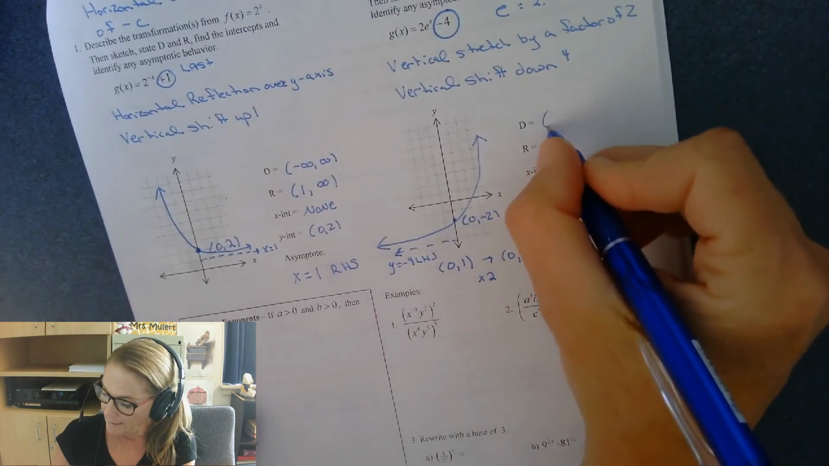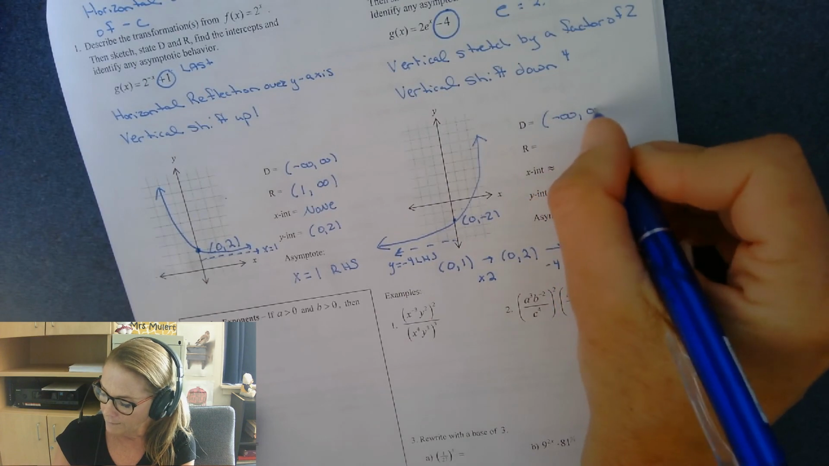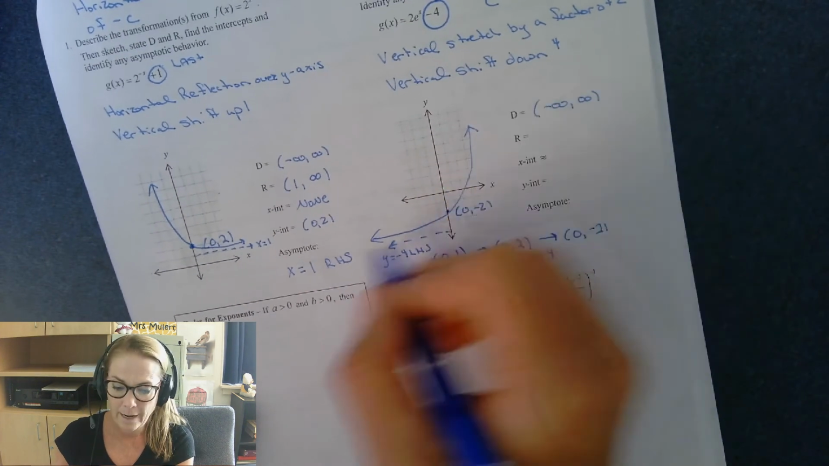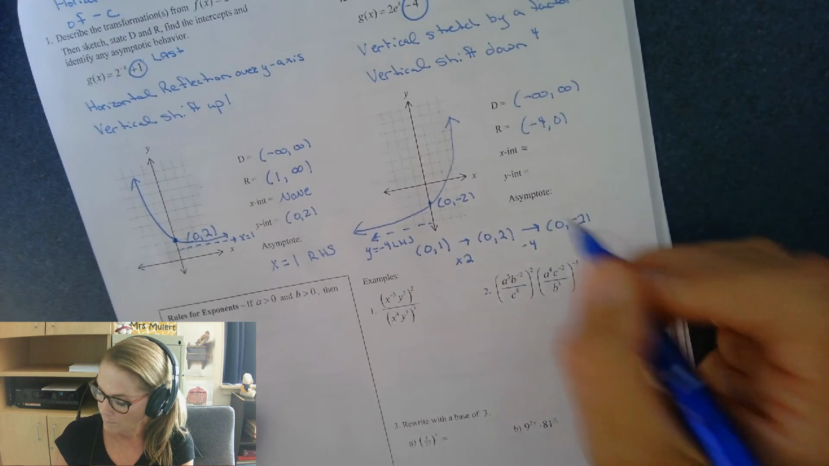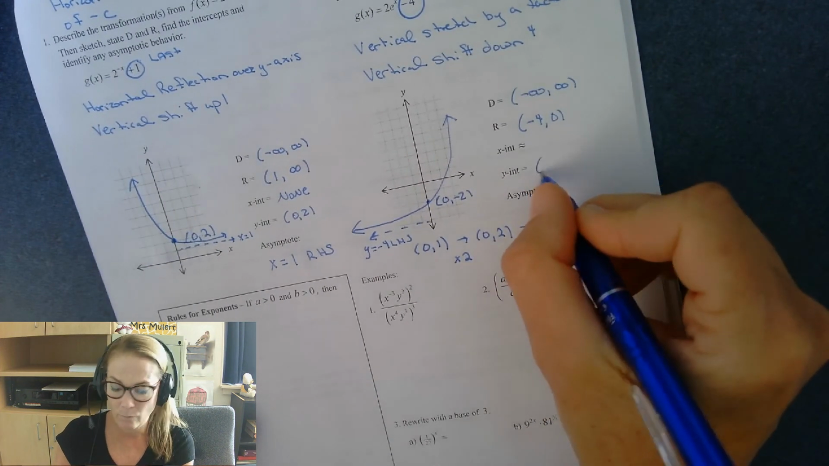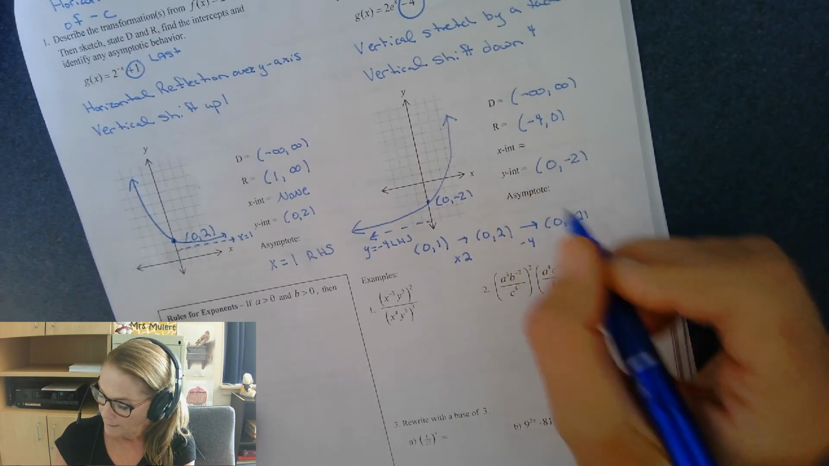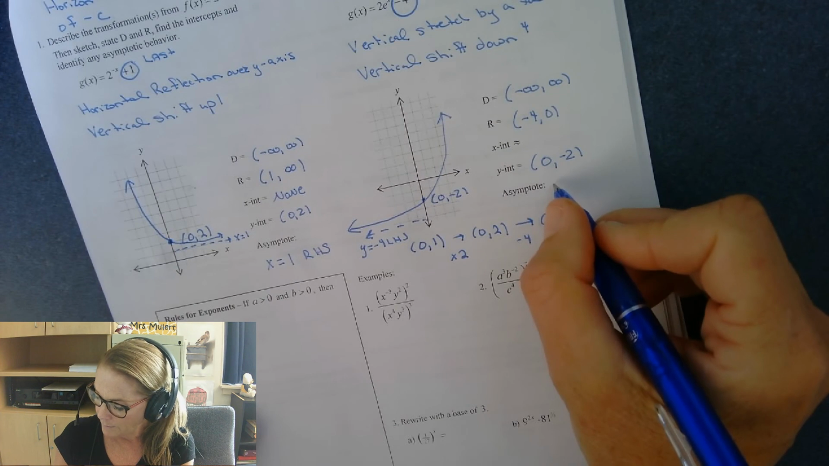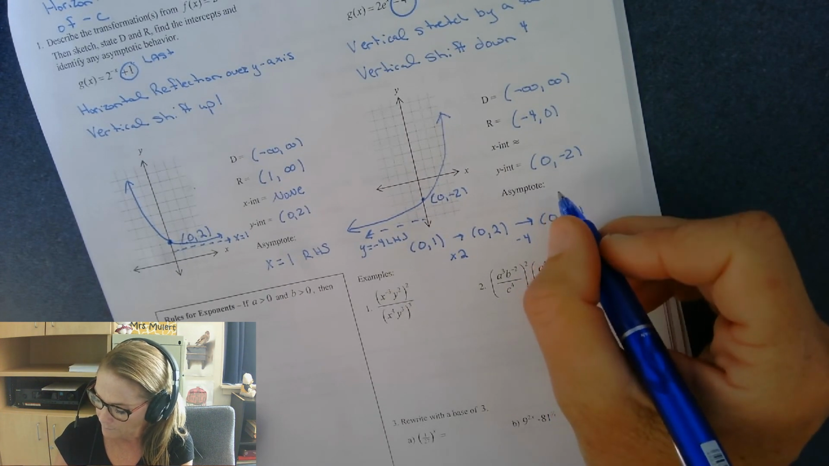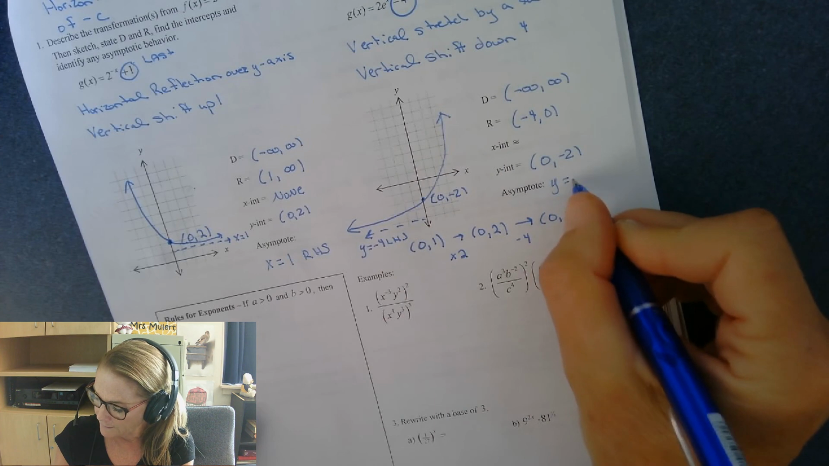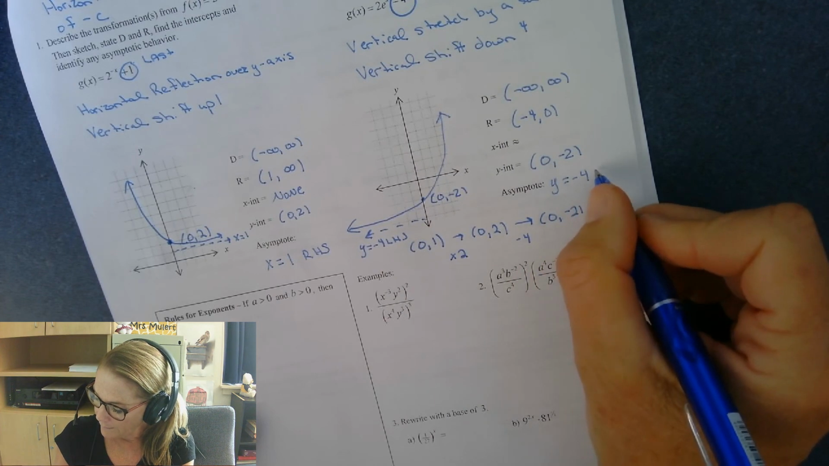So the domain is negative infinity to infinity. The range is y greater than negative 4, not including negative 4. Our x-intercept we'll get to in a second. Our y-intercept is (0, negative 2). And we've already said we have the asymptote y equals negative 4 on the left-hand side.